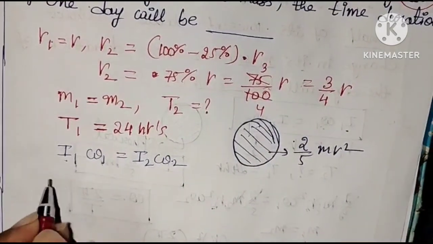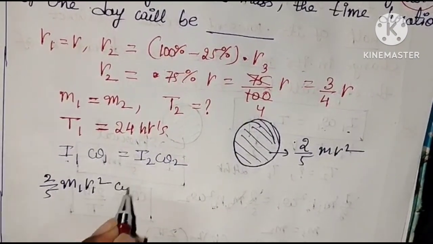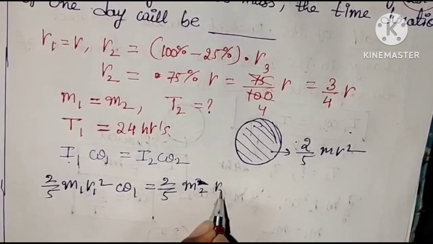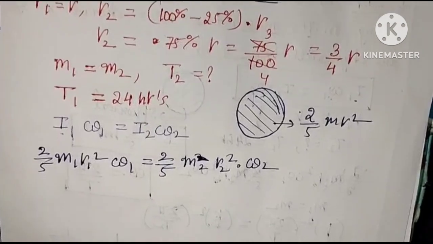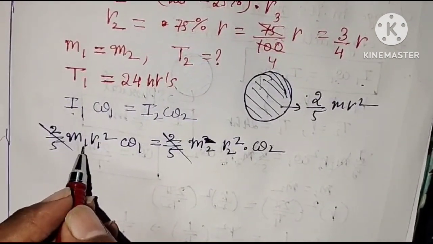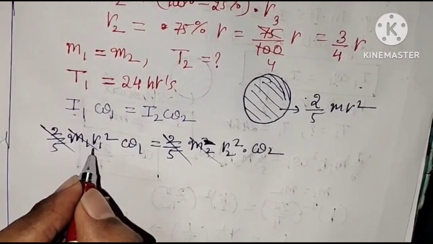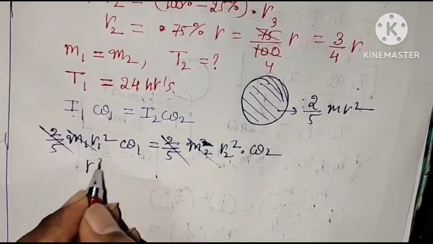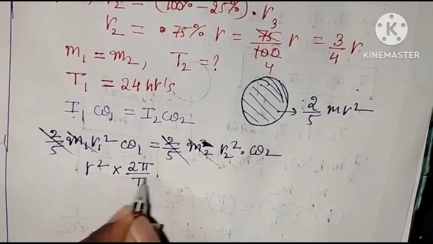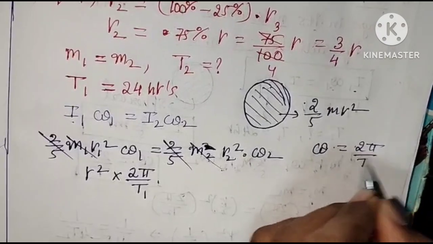So I1 means 2 by 5 m1 r1 square into omega 1 is equal to 2 by 5 m2 r2 square into omega 2. Now 2 by 5 cancels. There is no change in the mass of the Earth, so m1 and m2 get cancelled. The initial radius is r, so r square omega 1. Omega 1 is equal to 2 pi by t1. So angular velocity is equal to 2 pi by time period.